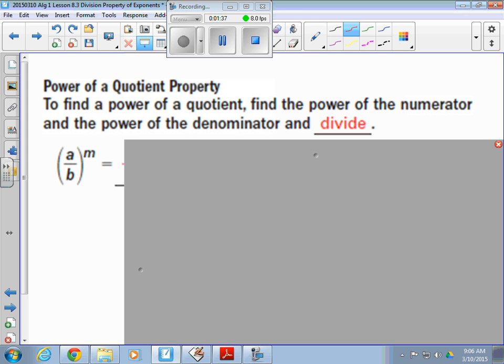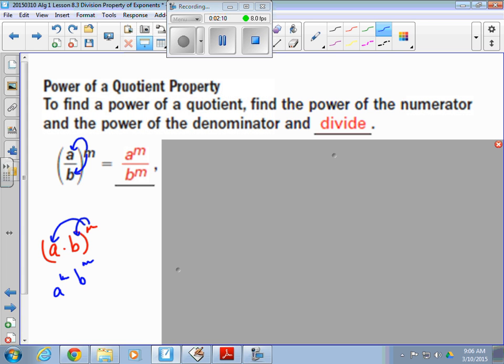The power of a quotient property says to find a power of a quotient, find the power of the numerator and the power of the denominator and divide. So just like we had A times B to the M, we knew to make sure to have A be raised to the M and B be raised to the M. We're going to do the same thing with this, except now it is a fraction. It says A over B to the M. So you're going to have A raised to the M power and B raised to the M power. So A to the M divided by B to the M, again, where B cannot be equal to 0, since you can't have 0 at the bottom of a fraction.